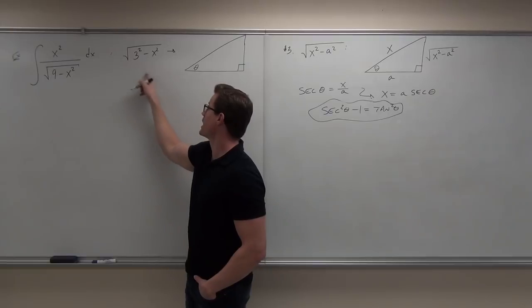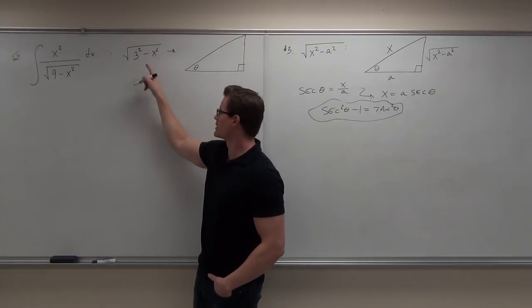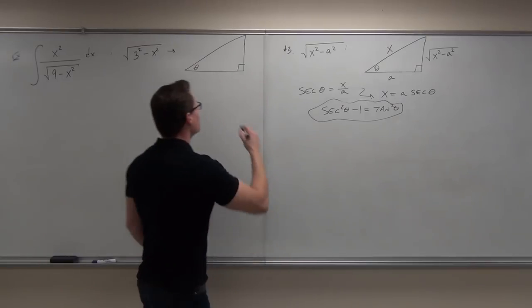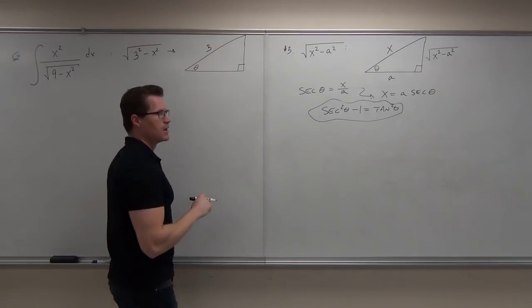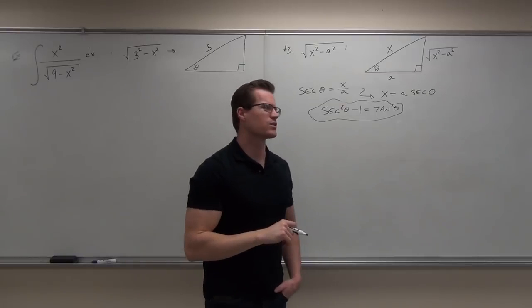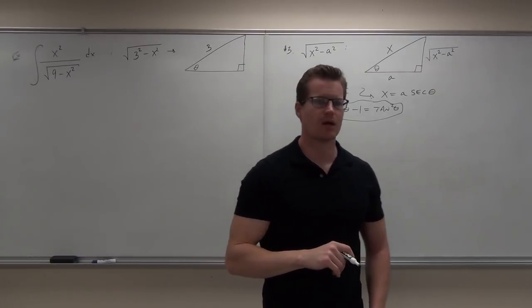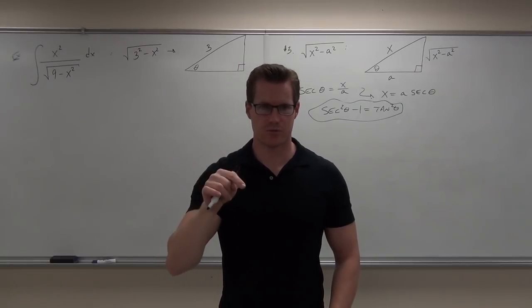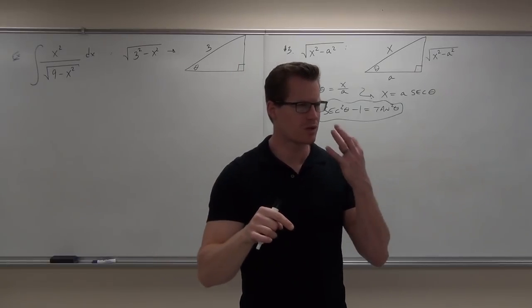Would you say that this is a side or a hypotenuse? Side. It's a side, for sure. Can you tell me what the hypotenuse is here? 3. So create a triangle. That's 3. Tell me what one other side is. X. Now, we want to put this in a relationship so that we get x over 3. With what 3 functions are we looking at?